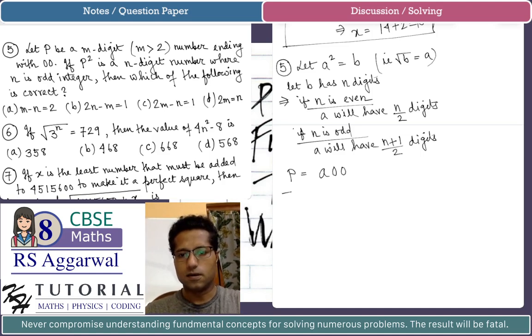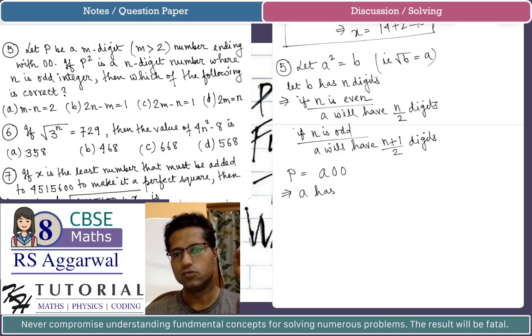So this will imply the number P has M digits. So A has, already we have two zeros at the end, so A has M minus 2 digits, where we are expressing P, the number P, as A00.